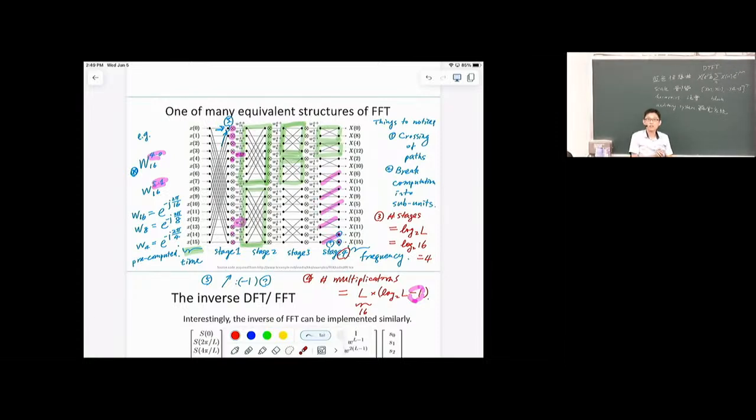Questions so far? Any comment? Anything that needs more explanation? Is there anything that's not clear? Yes, please.